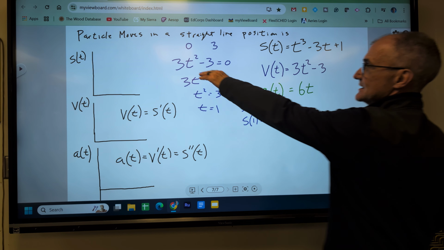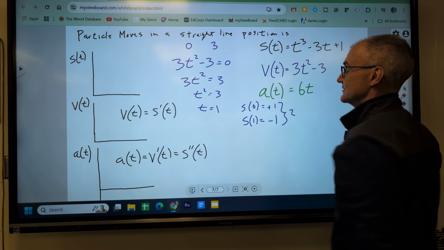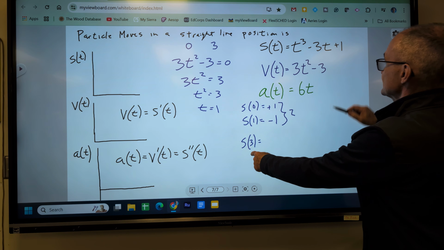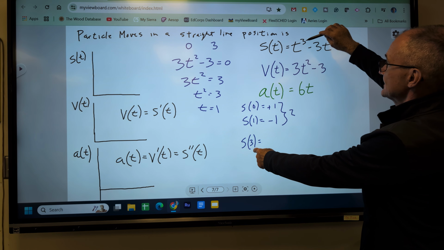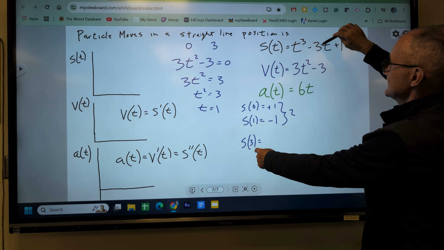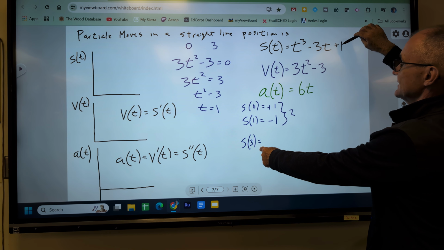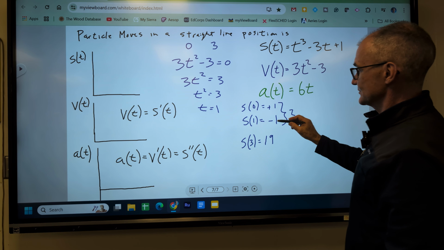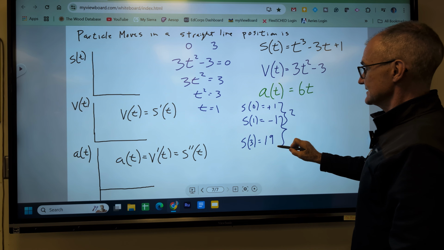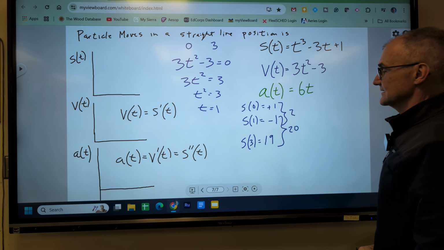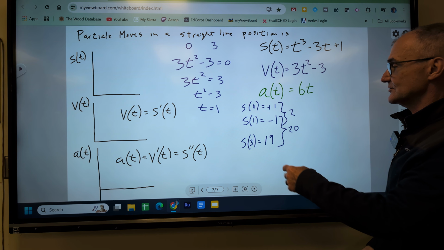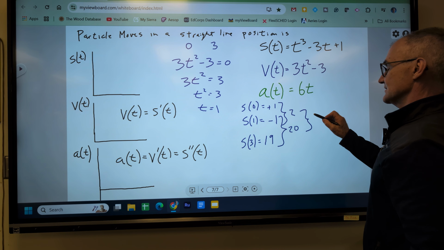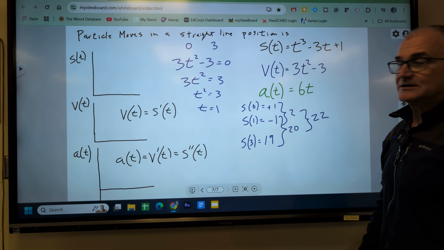And then the other side of what I'm looking for, distance traveled between 1 and 3, I'm going to find s of 3. So s of 3, I plug it in here to get 27, minus 9, 18, plus 1, 19. So what is the distance traveled between negative 1 and 19? It is a total distance of 20. So what is the total distance traveled between 0 and 3? It is going to be the 2 meters plus the 20 meters, or 22 meters.